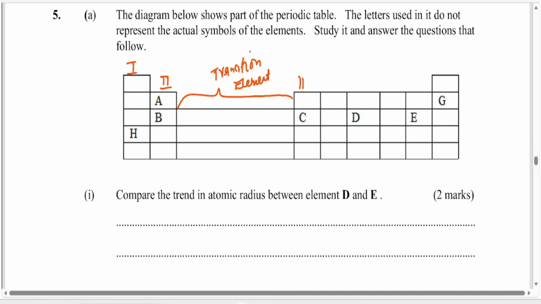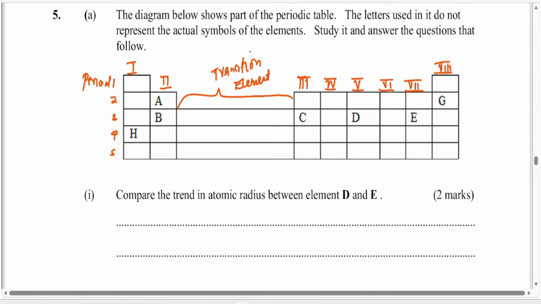Then we have group 2, 3. Then we have group 4. Then we have group 5, group 6, group 7, and lastly group 8. Then we have period 1, period 2, period 3, period 4, and maybe period 5.